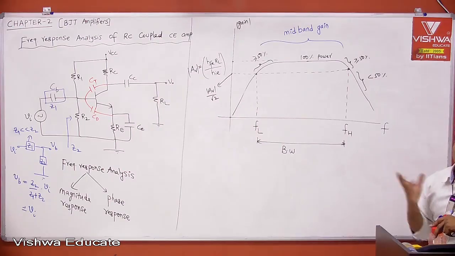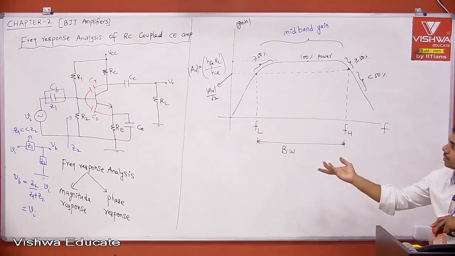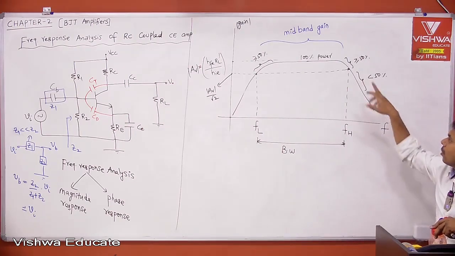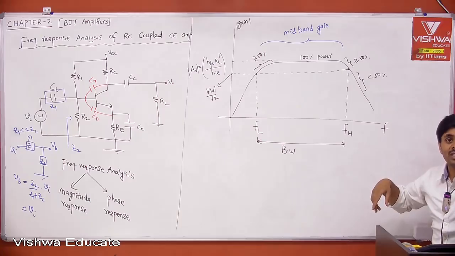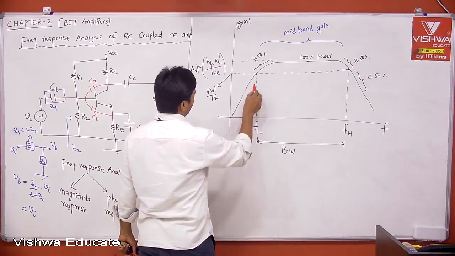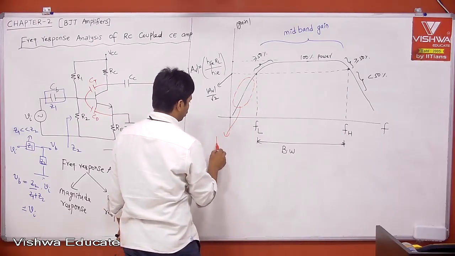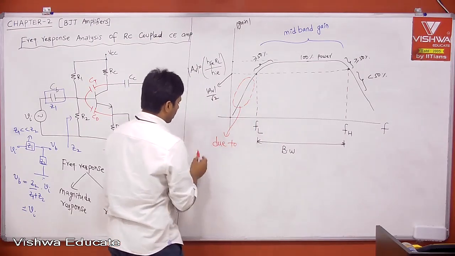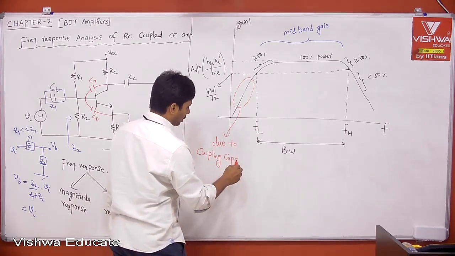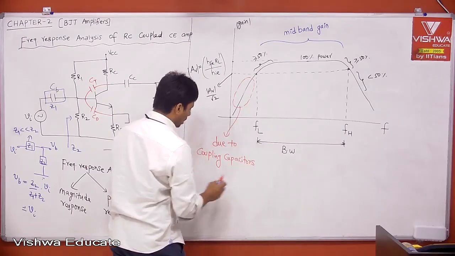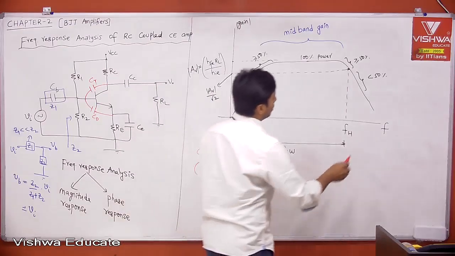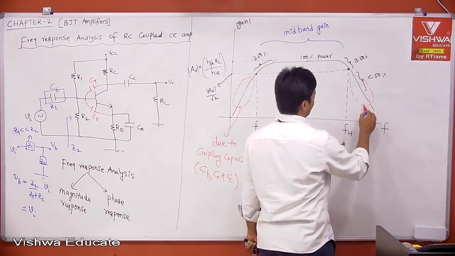But instead of going with mathematical analysis, directly I am saying qualitatively why gain is falling at low frequency. That is because of the external coupling capacitors, and why gain is falling at very high frequency, those are all due to BJT internal parameters. Therefore, the gain fall at low frequency is due to coupling capacitors. What are they? CB, CE and CC.